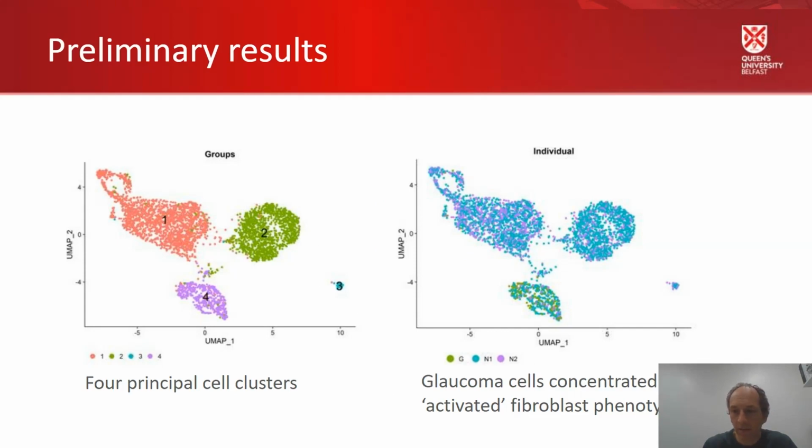And then if you look at how the individuals are spread throughout these clusters, so the different colored dots on the right-hand side indicate cells from different individuals. So we've got a spread right across the different groups, as you might expect. But the cells from the glaucoma patients seem to be focused primarily in one cluster, which seems to have some gene expression suggestive of being a kind of an activated fibroblast-like phenotype.